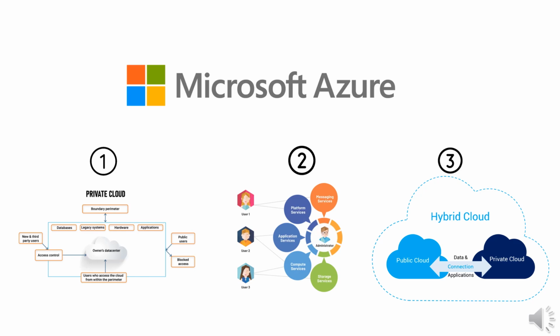Cloud models explained. Cloud models describe how cloud resources are deployed and who controls them. The three main cloud models are private, public, and hybrid. Private cloud is used by a single organization.